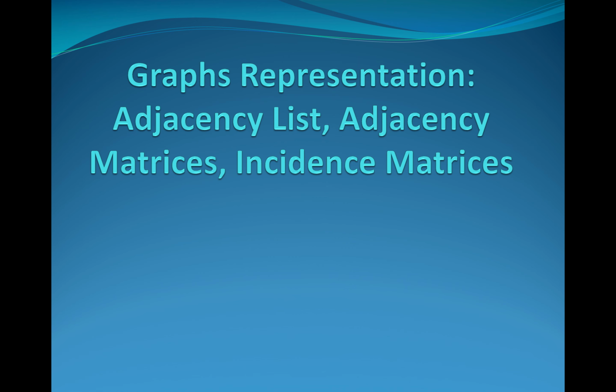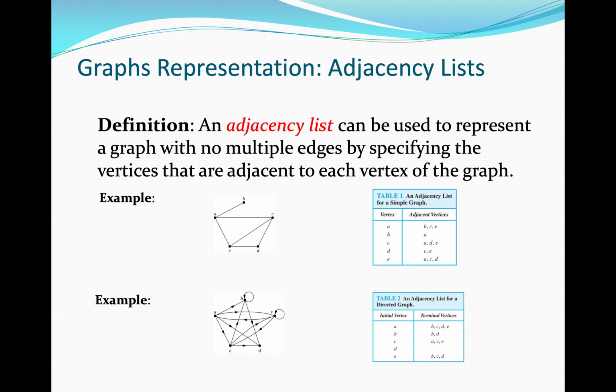So today we continue to our next subtopic, graph representation. It can be presented in adjacency list, adjacency matrix, and incidence matrices. So first is the definition of the adjacency list. An adjacency list can be used to represent a graph with no multiple edges by specifying the vertices that are adjacent to each vertex of the graph.